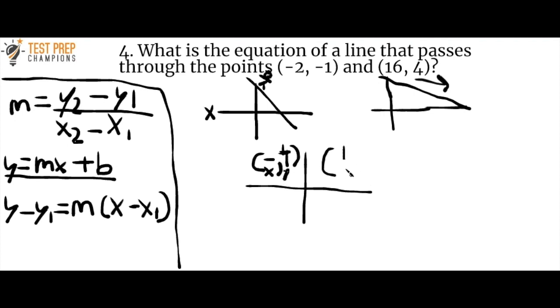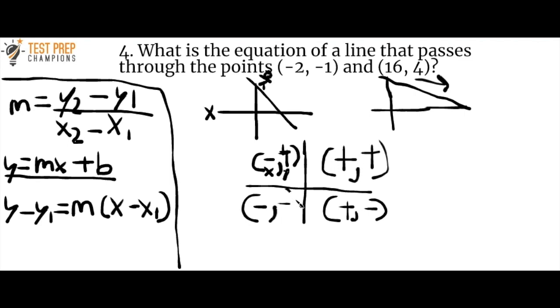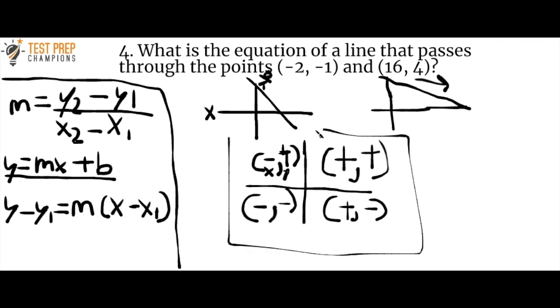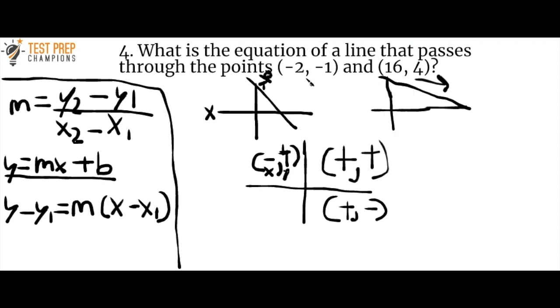Over here, we would have positive and positive. So any points in this quadrant would be positive and positive. Down here, we would have a positive x value but a negative y value. And over here, we would have both negative x and negative y. Just something to keep in mind to give you a snapshot. And like I said, in any coordinate pair, you always list the x number first and the y number second.